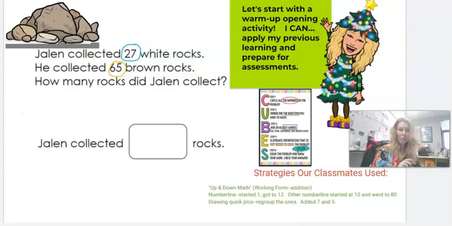So we're going to use our cube strategy first, which says we, what? Yep, circle the numbers, which I started to do. I circled in different colors. 27 white rocks, 65 brown rocks. Does it matter what kind of rocks, really? No. Why?